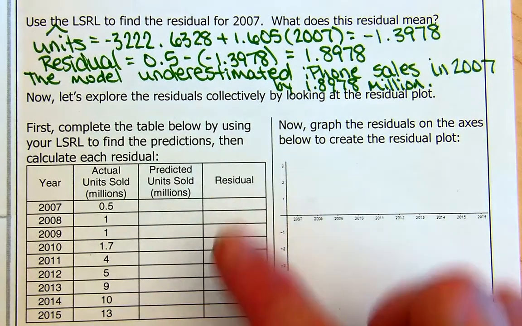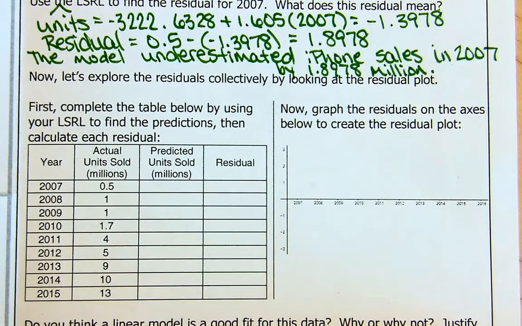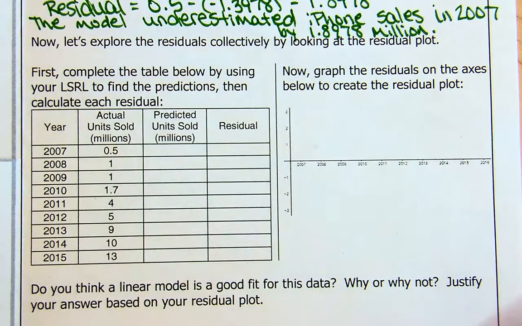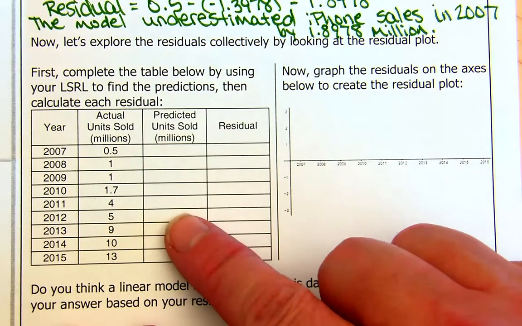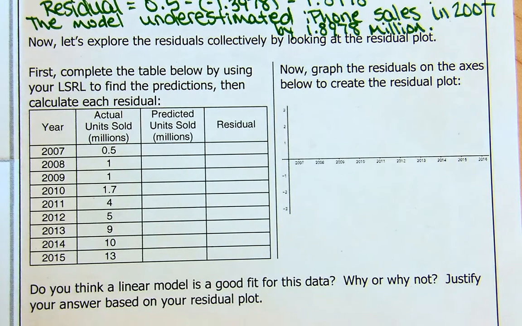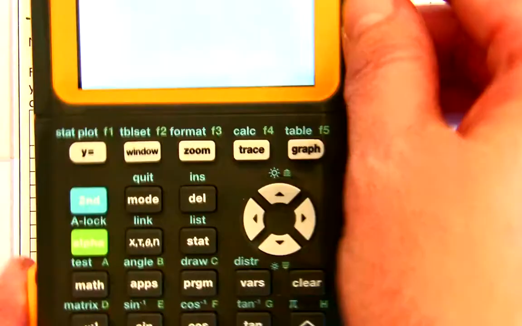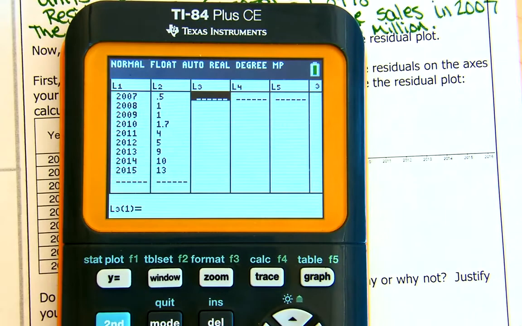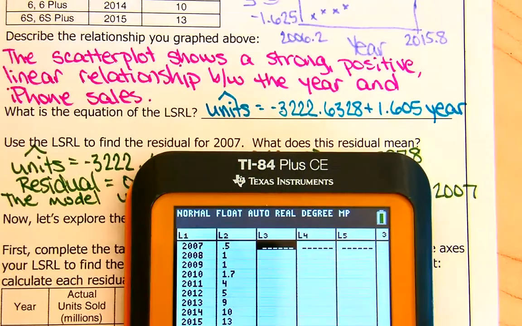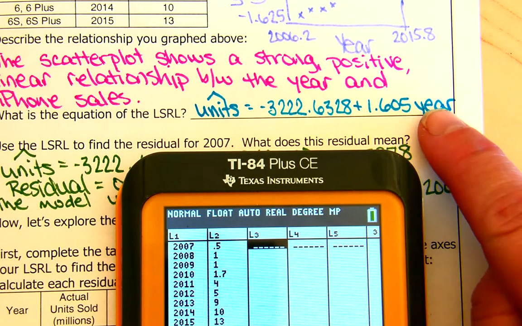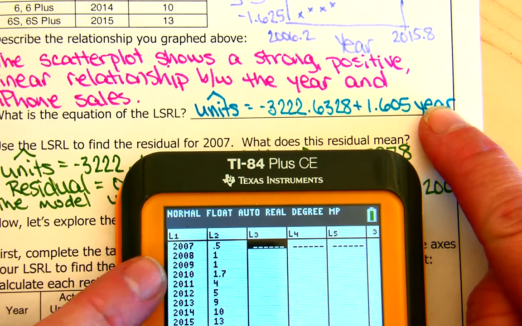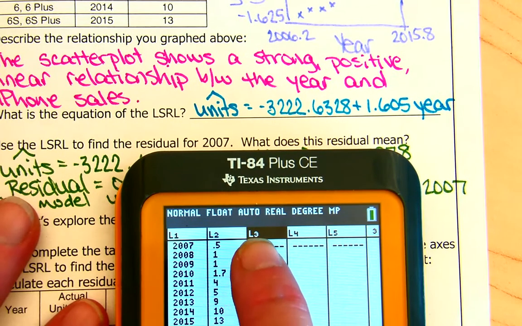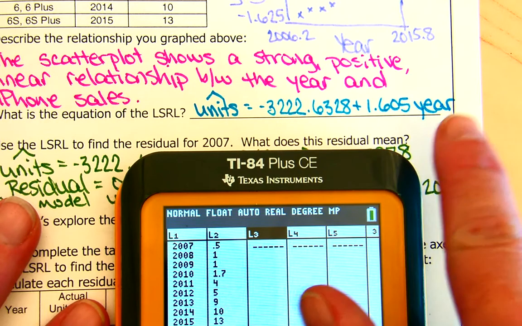So what we're going to do now is go ahead and explore what this residual plot would look like. In order to do that, I need to look at the data that you already have entered in your calculator in L1 and L2. We want to get a prediction for the number sold for each year. So we're going to let the calculator do all the difficult work and all the calculations. What we're going to do is in L3, we're going to enter this equation just where it says year. The years are in L1, so we're just going to put L1 right here. So go up to where L3 is highlighted, and then just type in that equation with L1 for the year.